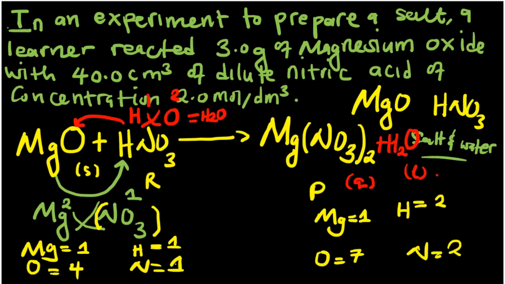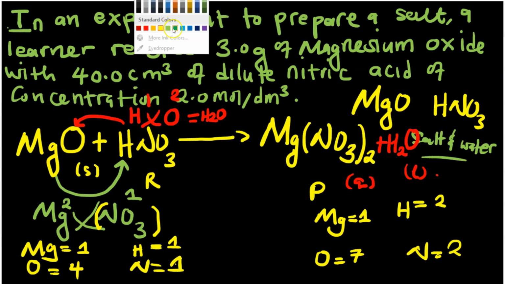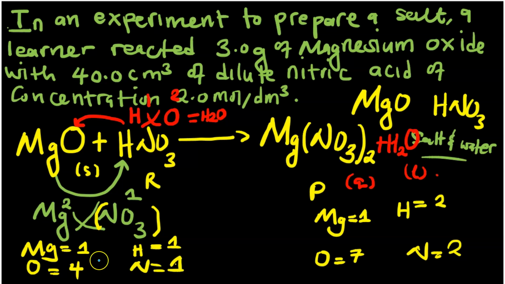Now, if you look at it, in order for us to balance the equation, we need to make sure that the atoms on the reactants are equal to the atoms on the product side. So magnesium 1 and also this side 1. So magnesium is balanced. Oxygen is 4, oxygen is 7. Therefore, oxygen is not balanced. Nitrogen 1, nitrogen 2. Nitrogen is not balanced. Hydrogen 1 and hydrogen is 2. So hydrogen is not balanced. So we need to find a way of balancing nitrogen, hydrogen, and oxygen.